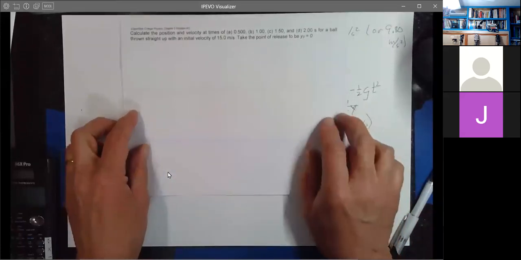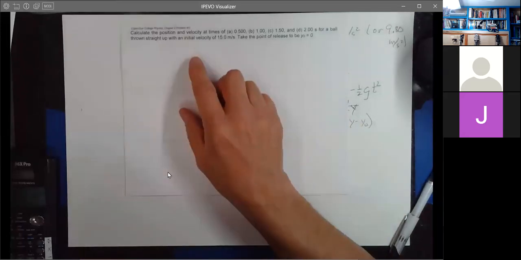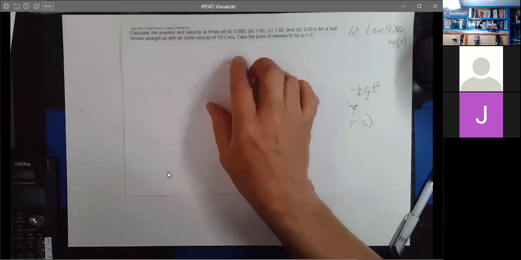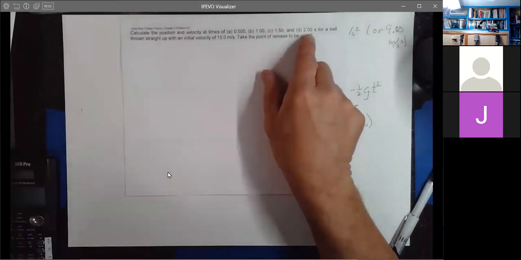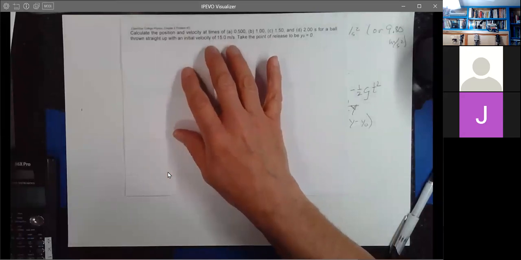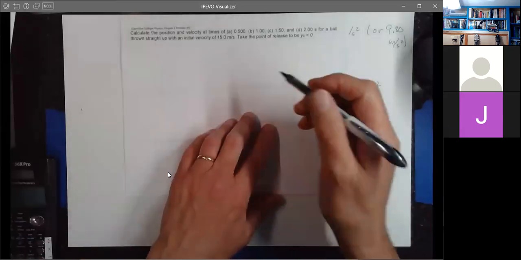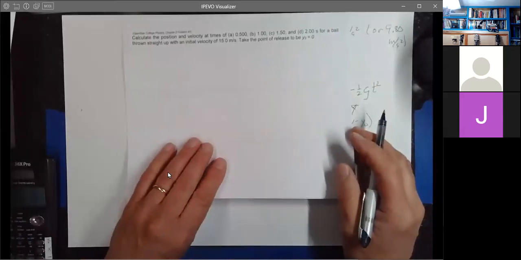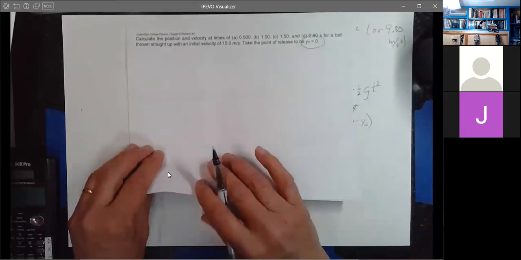Here's one where we're supposed to get a bunch of different positions and velocities for something. Position and velocity at times of 0.500, 1.00, 1.50, and 2.00 seconds for a ball thrown straight up with an initial velocity of 15.0 meters per second. Well, I can write down the equations, position and velocity. Position is y. It says take the point of release to be y naught equal to 0.